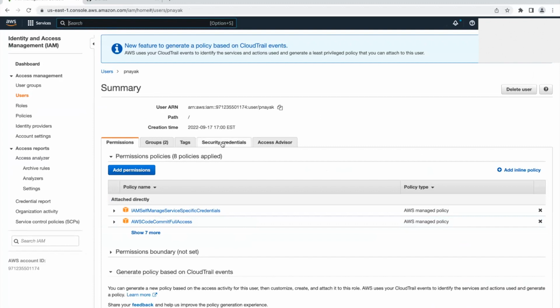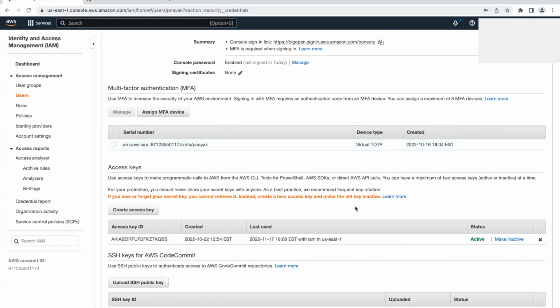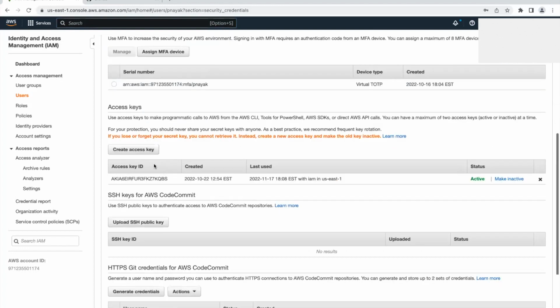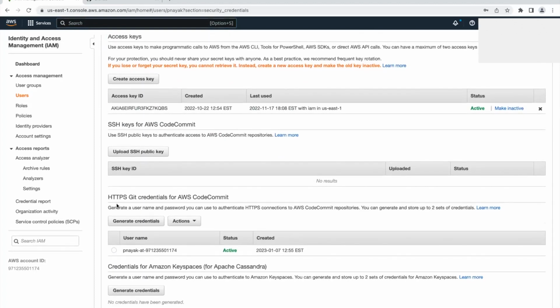If you see here, the security credential tab, I'm going to remove all these keys for now, obviously, because this is being recorded. You can also take a snapshot, but I'm going to change it immediately after this session. This is the access key. And what you need to do, you go down, and you see HTTPS Git credentials for AWS CodeCommit.